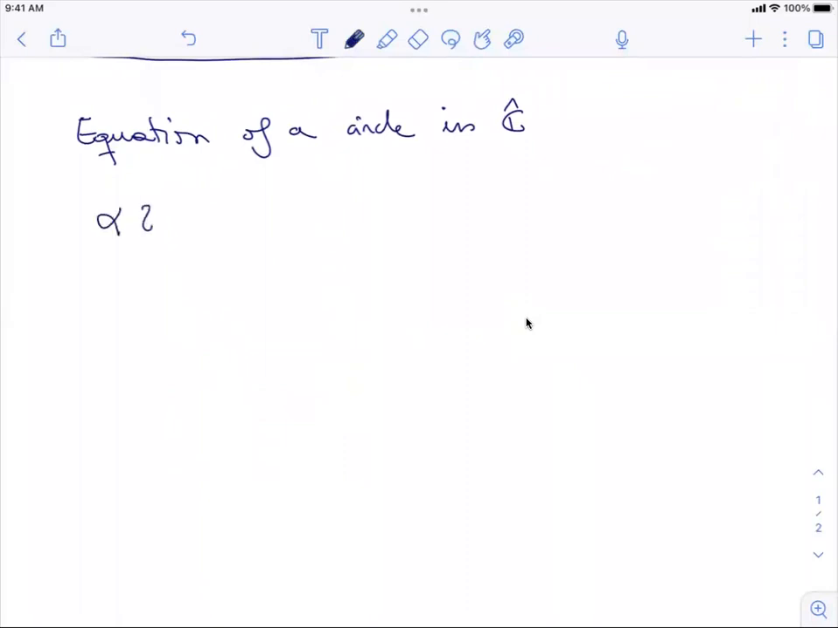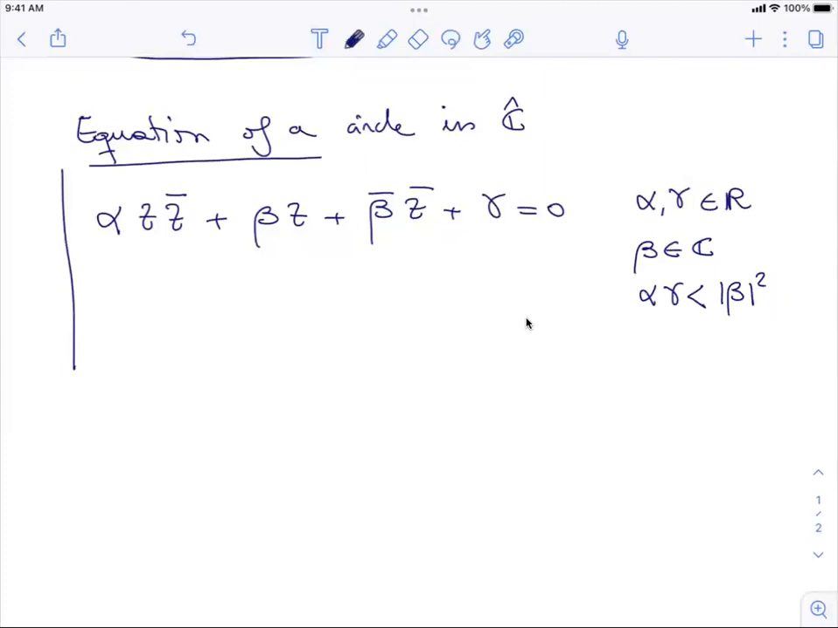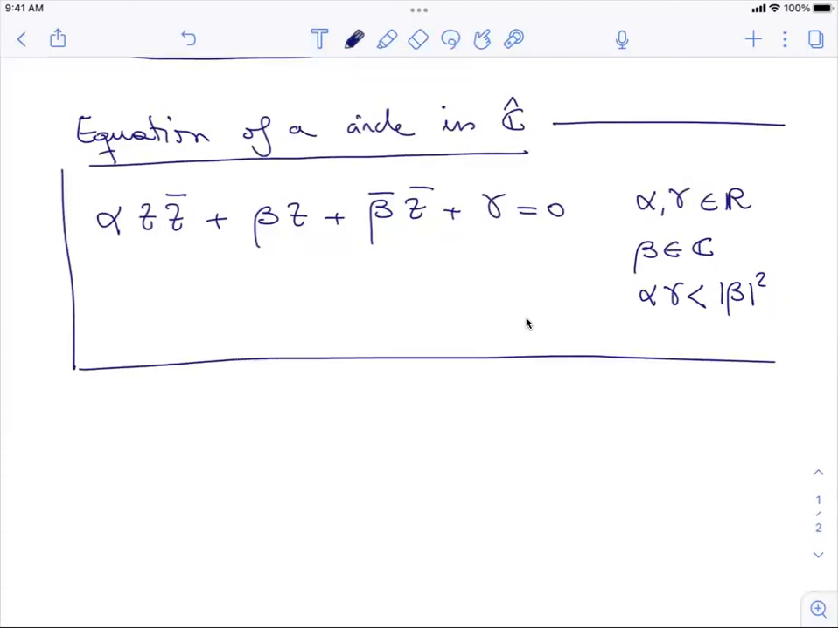Typically, they look like this: alpha z bar z plus beta z plus beta bar z bar plus gamma equals 0. And here, alpha and gamma are real numbers. We have that beta is a complex number, and then we have a compatibility condition that says alpha gamma is less than the modulus of beta squared. So this is the general form of the equation of a circle in the Riemann sphere.